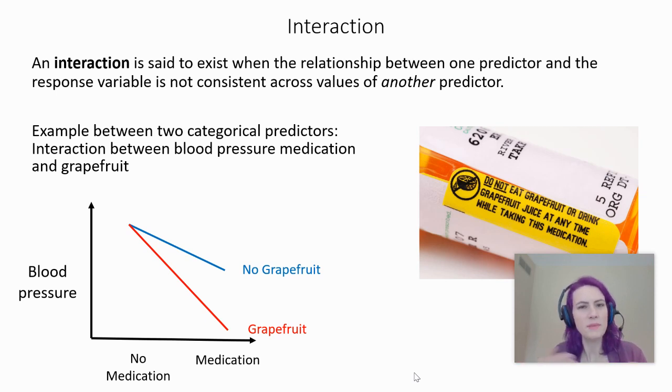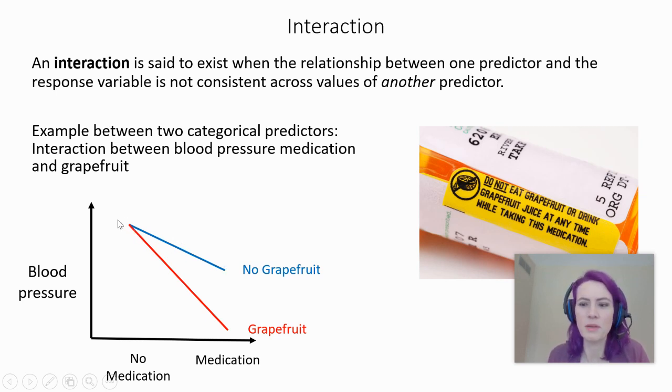So an interaction is something that takes place between two predictors. That is, the relationship between one of the predictors and the response is different depending on the values of the other predictor. So here's an example. Sometimes students might be familiar with what are called drug interactions. So for instance, for some people with high blood pressure, taking medication helps to lower their blood pressure to a healthy level.